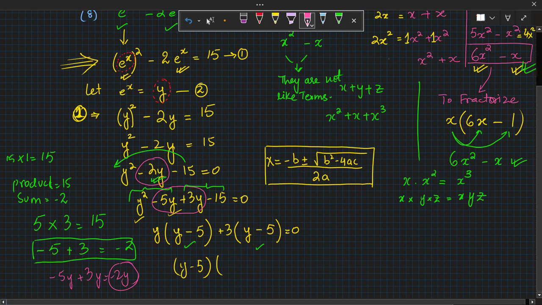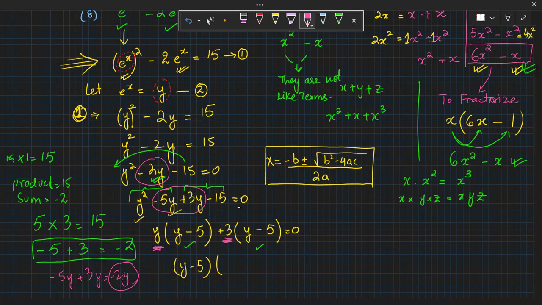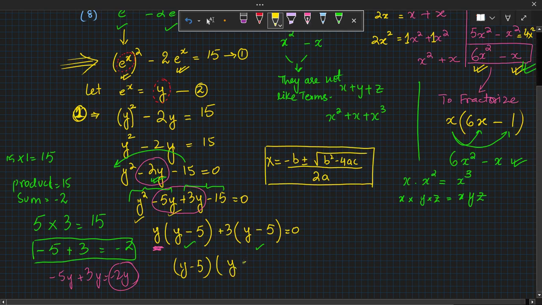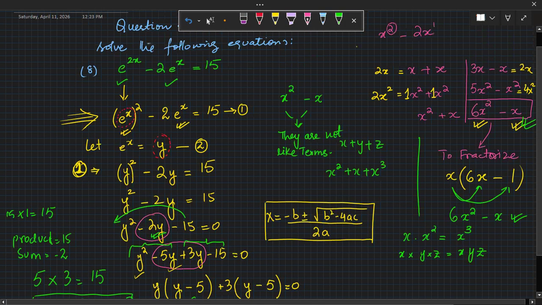You'll be left with this one, this one, and this one, right? So what will this be? This will be y, and this will be 3 and equals 0. So actually what we are trying to do is find out the value, right?